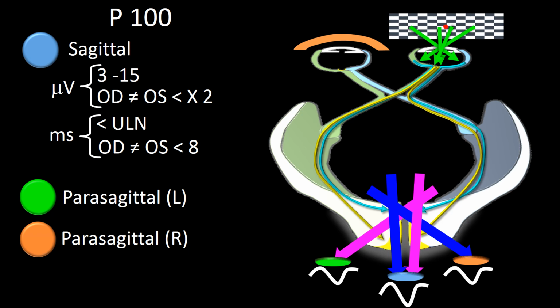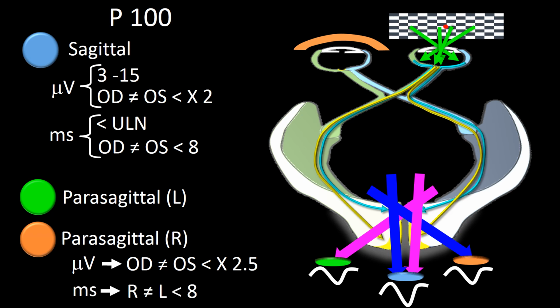The P100 parasagittal normal parameters are determined by comparing the parameters of the right and the left parasagittal P100s. The amplitude should be within 2.5 times of the other. If they are not, the smaller one of the two is pathological. So if the right parasagittal has an amplitude of 2 microvolts and the left parasagittal has an amplitude of 6 microvolts, the right parasagittal is abnormal.